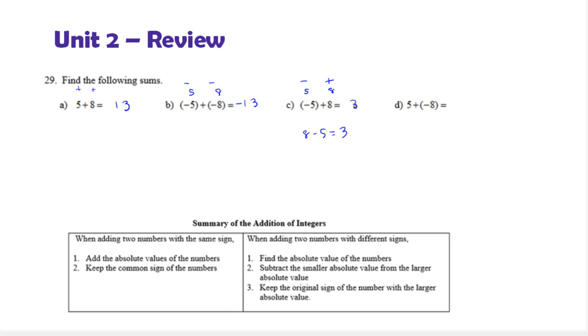And finally, we have 5 plus negative 8. Well, 5 is positive and 8 is negative. Their absolute values, again, are 5 and 8. Since the signs are different, we subtract, which we've already done. 8 minus 5 is 3. Now, to determine the sign of the answer, we look at the number with the larger absolute value. Well, that's 8. Its sign is originally negative, so our result is negative. Let's look at the next slide.